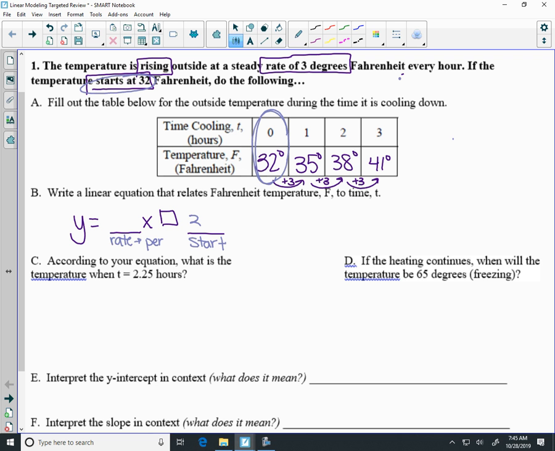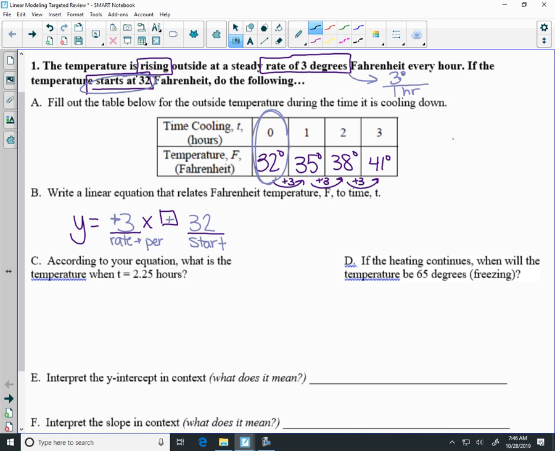So our starting amount we can get from our table, or we can get from our description. Our starting amount was 32 degrees, and it was a positive 32. And our rate, it doesn't say per in our problem, but it says 3 degrees every hour. So we could write that as 3 degrees per hour. So that's going to go in front. It is a positive 3 degrees because we are going up 3 degrees every hour. That's something you want to be really careful with.